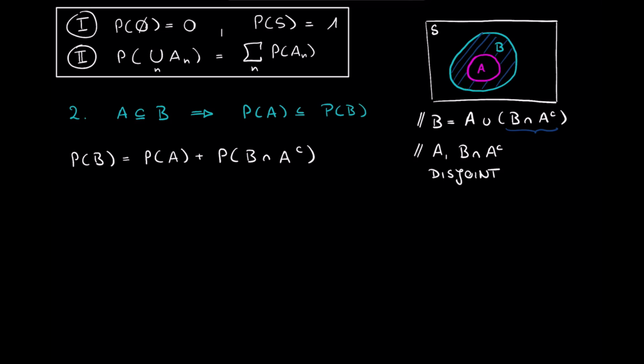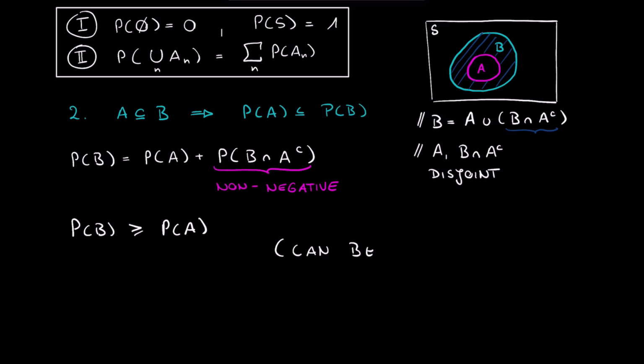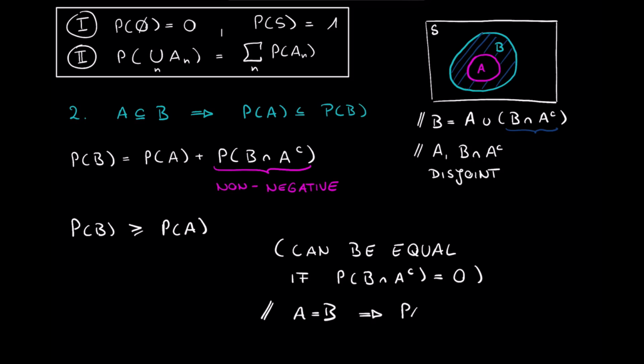We defined the probability function as a function which gives us values between 0 and 1, so this term can never become negative. Thus, the probability of B will always be larger than the probability of A, since here we can only add something positive. It is possible that the two are equal, but only if this outer ring I drew is empty and thus A is equal to B. This is also a very nice result, since it shows that we have to get the same probability for two sets which are the same.